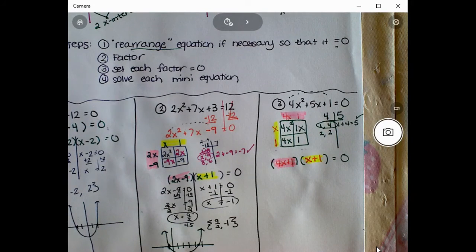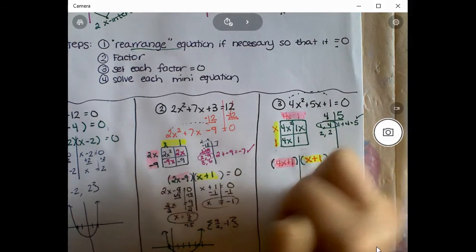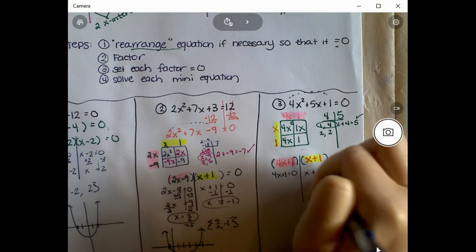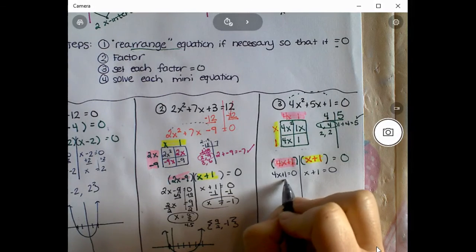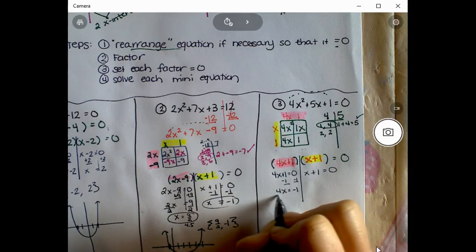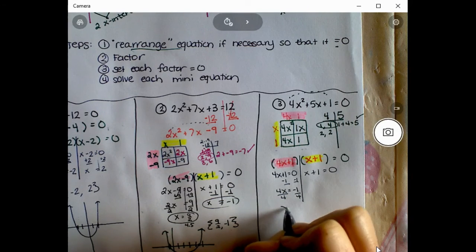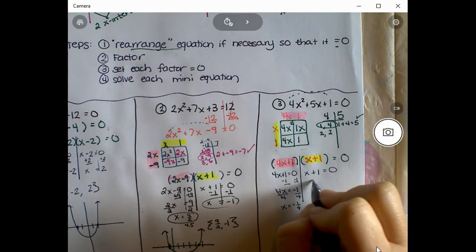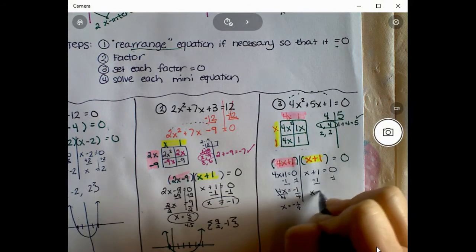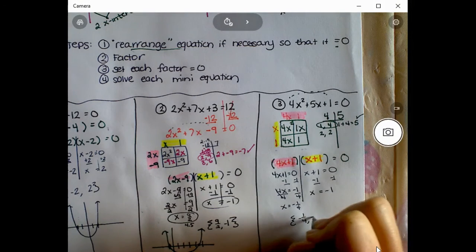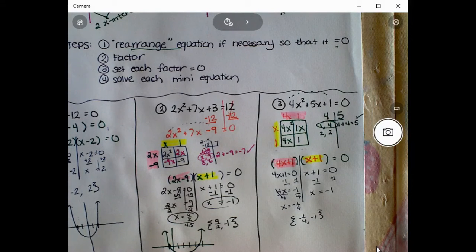All right, next, set each factor equal to 0. 4x plus 1 equals 0. x plus 1 equals 0. Solve. Divide by 4. x equals negative 1/4. Again, x equals negative 1. So our x-intercepts, our solutions, are negative 1/4 and negative 1.